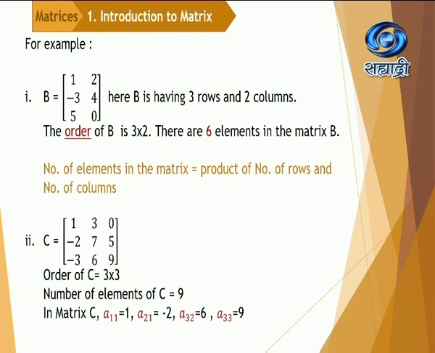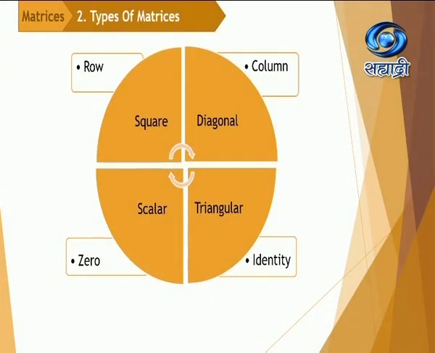In matrix C, if you observe, A11 is 1. Now what is meant by A11? The A11 element is nothing but the element at the intersection of the first row and first column. So here in C, A11 is equal to 1. A21 means the number at the intersection of second row and first column. So it's -2. A32 is 6. And you can observe here A33 is 9. So if we are asked to locate the elements of the matrix, you can find them easily.